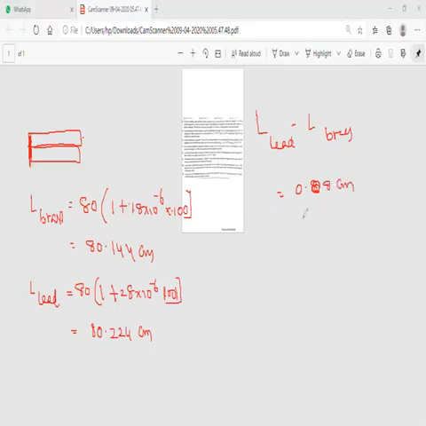0.08 centimeters, which is equal to 0.8 millimeters. So this is the answer for the given question, the distance between the free ends of brass and lead only. Okay. Now I will go to question number 11.